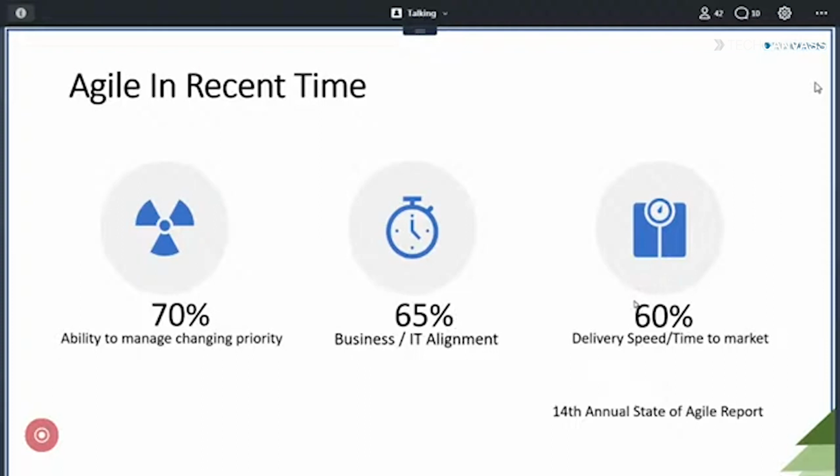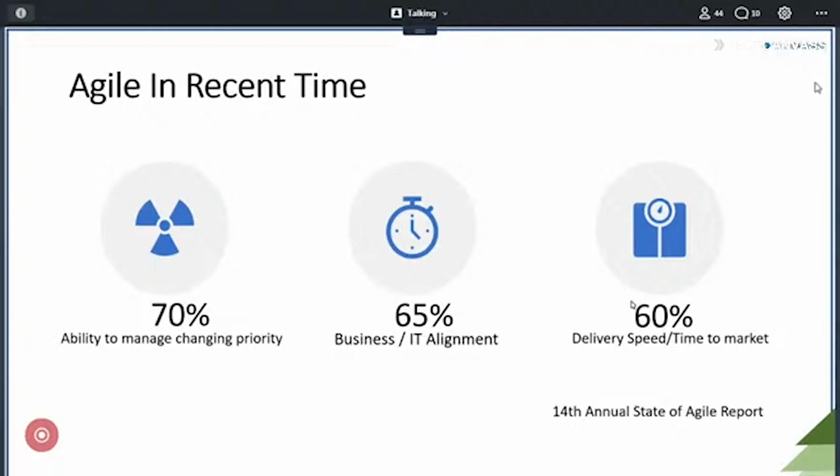Next, 60% of the respondents mentioned that the delivery speed or time to market had gone up. The techniques used in Agile ensure that the cycle time of development is shortened. So Agile practices are in such a way that the delivery is fast paced.